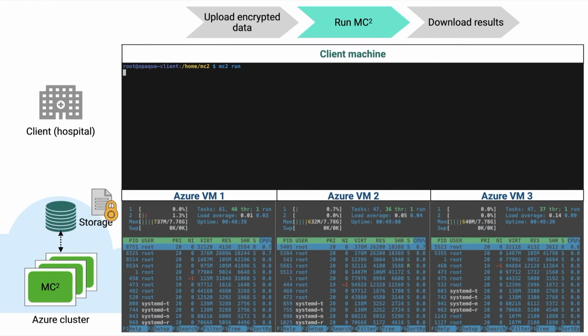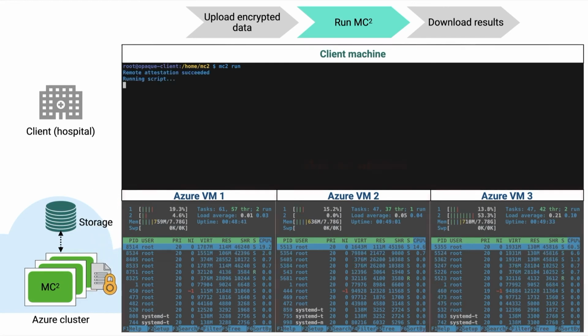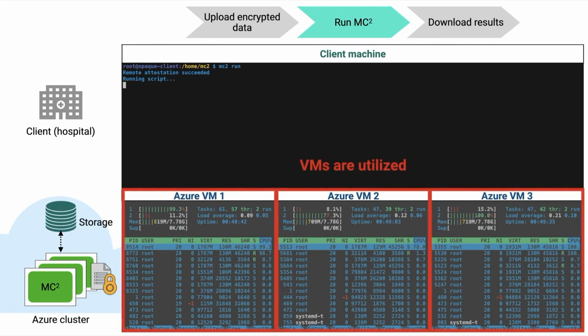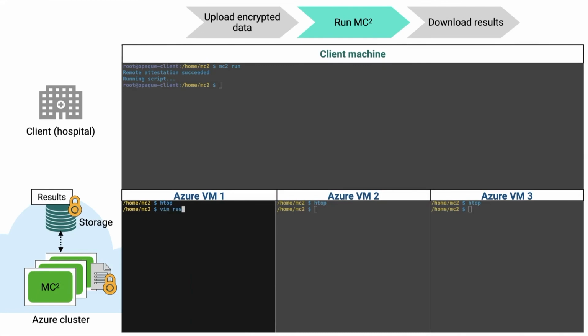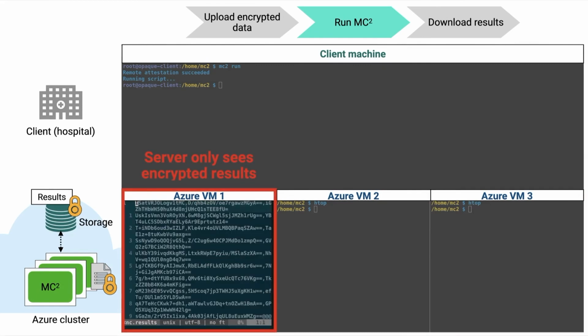MC² loads the data within enclaves across the virtual machines and trains the model on the data using all the machines at its disposal, finally producing a set of encrypted results that it writes back to Azure storage. Once again, the server only sees the encrypted results and cannot decrypt it because it does not have the key.